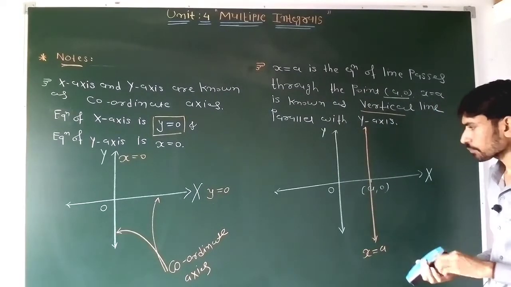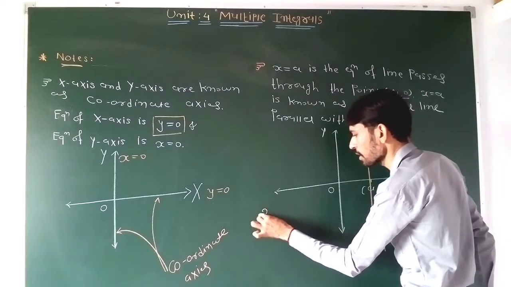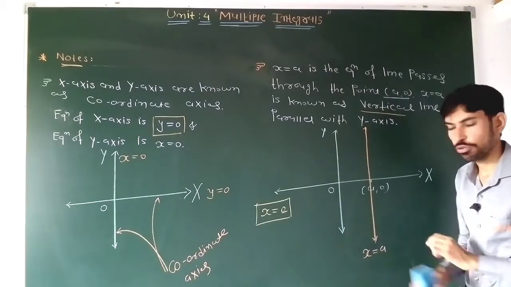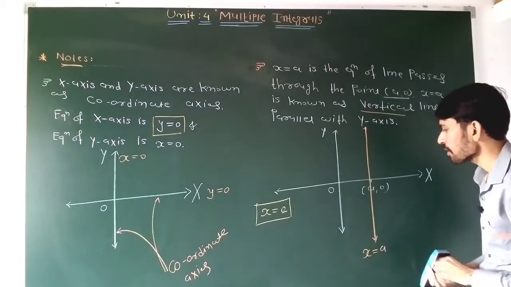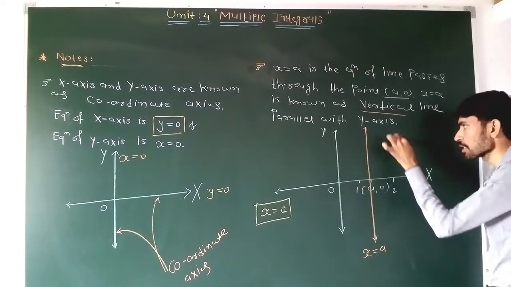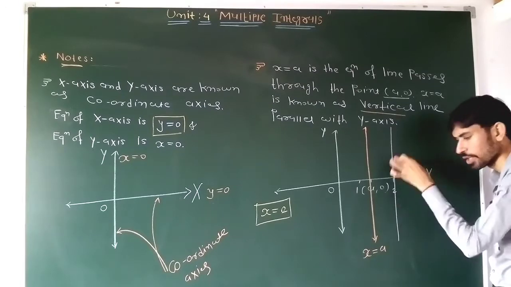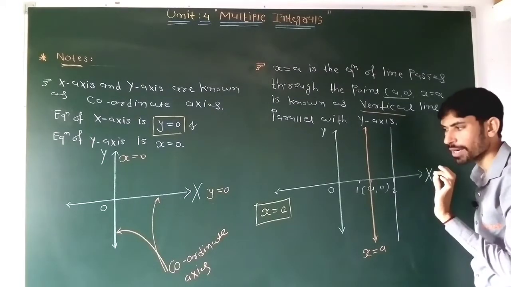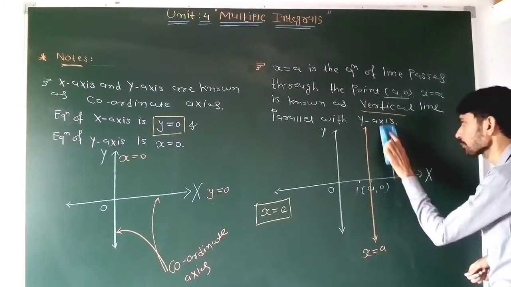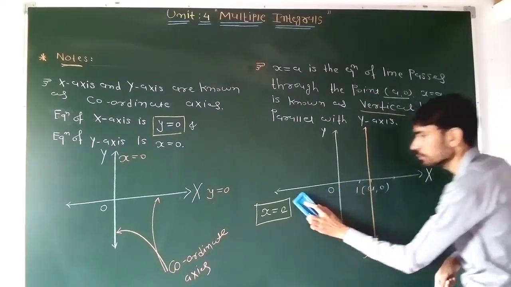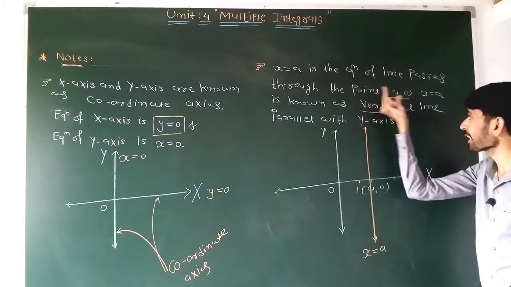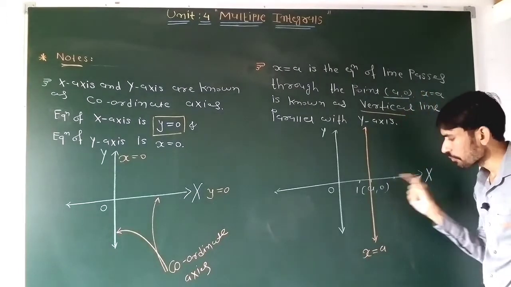Suppose you are asked to draw the equation x is equal to 2. How do we draw it? Suppose this is 0, this is the point 1 and this is the point 2. So x is equal to 2 is the equation of the line passing through the point (2, 0). Keep in your mind how to draw the equation of x is equal to a. X is equal to a is the vertical line.